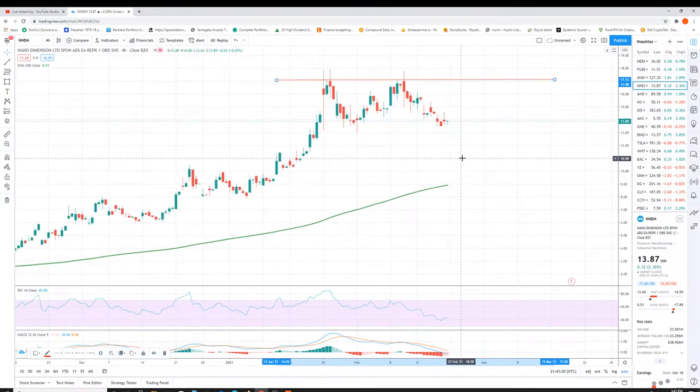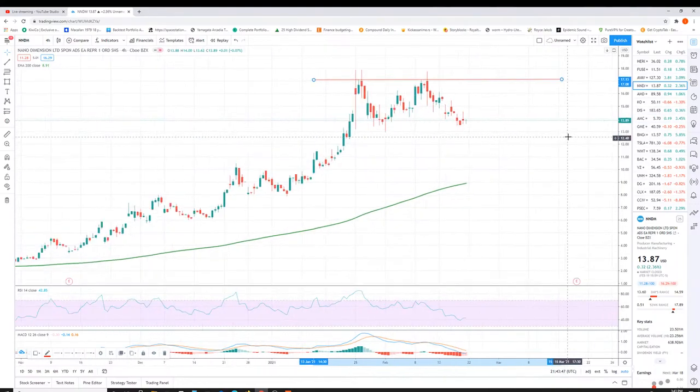If it pulls back to $12, somewhere around in this area right here, I'm going to pick up a whole bunch of shares of NNDM. Not too much. I don't know too much about this company, but I know that would be a pretty awesome swing trade.